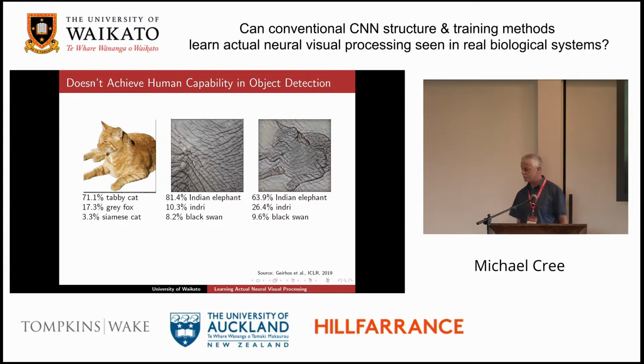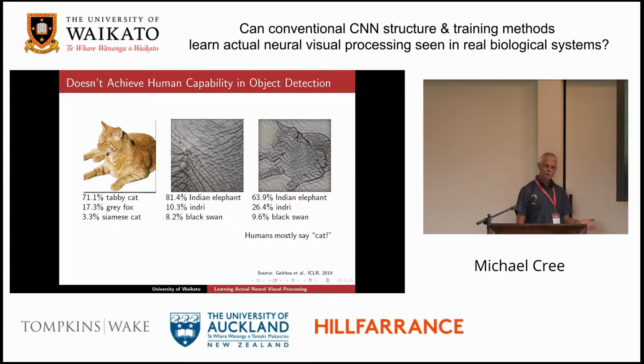it will get the cat on the left correct, 70% or so for the tabby cat. It gets the skin of the elephant correct, but it says the cat on the right that looks strange is an Indian elephant. But if you ask a human the same question, they will mostly say it's a cat. It's a strange looking cat, but it's definitely a cat.